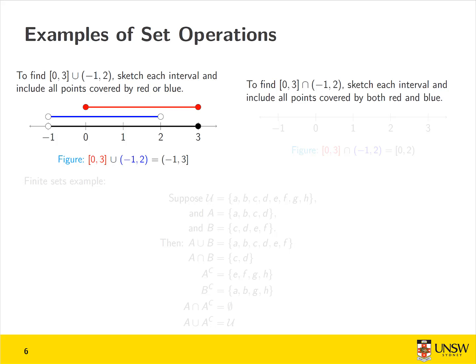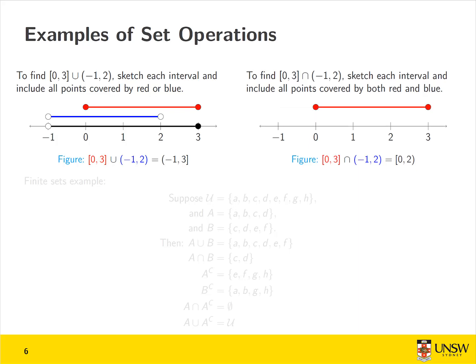To find the intersection of two intervals, sketch each interval separately and include only those points covered by both intervals. For example, here we can again sketch the closed interval 0, 3 in red and the open interval -1, 2 in blue. Their intersection is the interval covered by both red and blue points, which in this case is the half-open interval 0, 2, excluding 2.